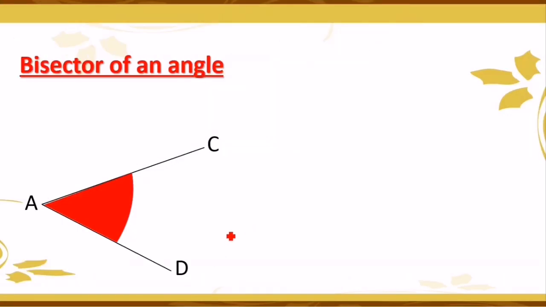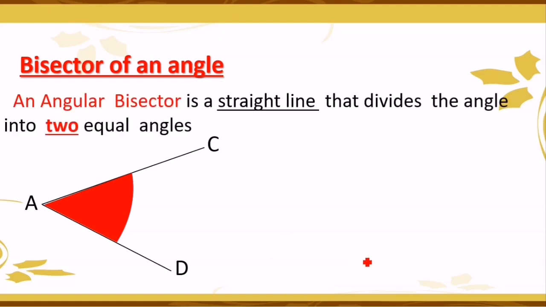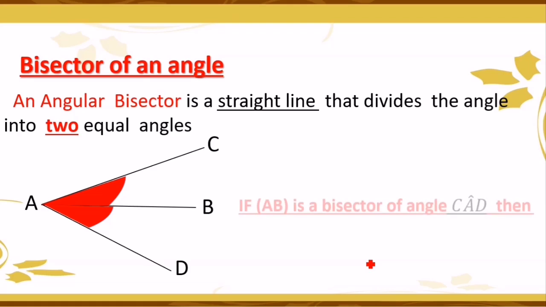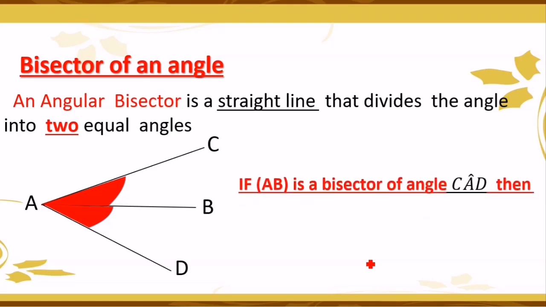Now, let's define the bisector of an angle. What is meant by a bisector of an angle? An angular bisector is a straight line that divides the angle into two equal angles. Consider the given angle CAD. Look, there is a bisector that has divided it into two equal parts. If AB is a bisector of angle CAD, then angle CAB is equal to angle BAD.